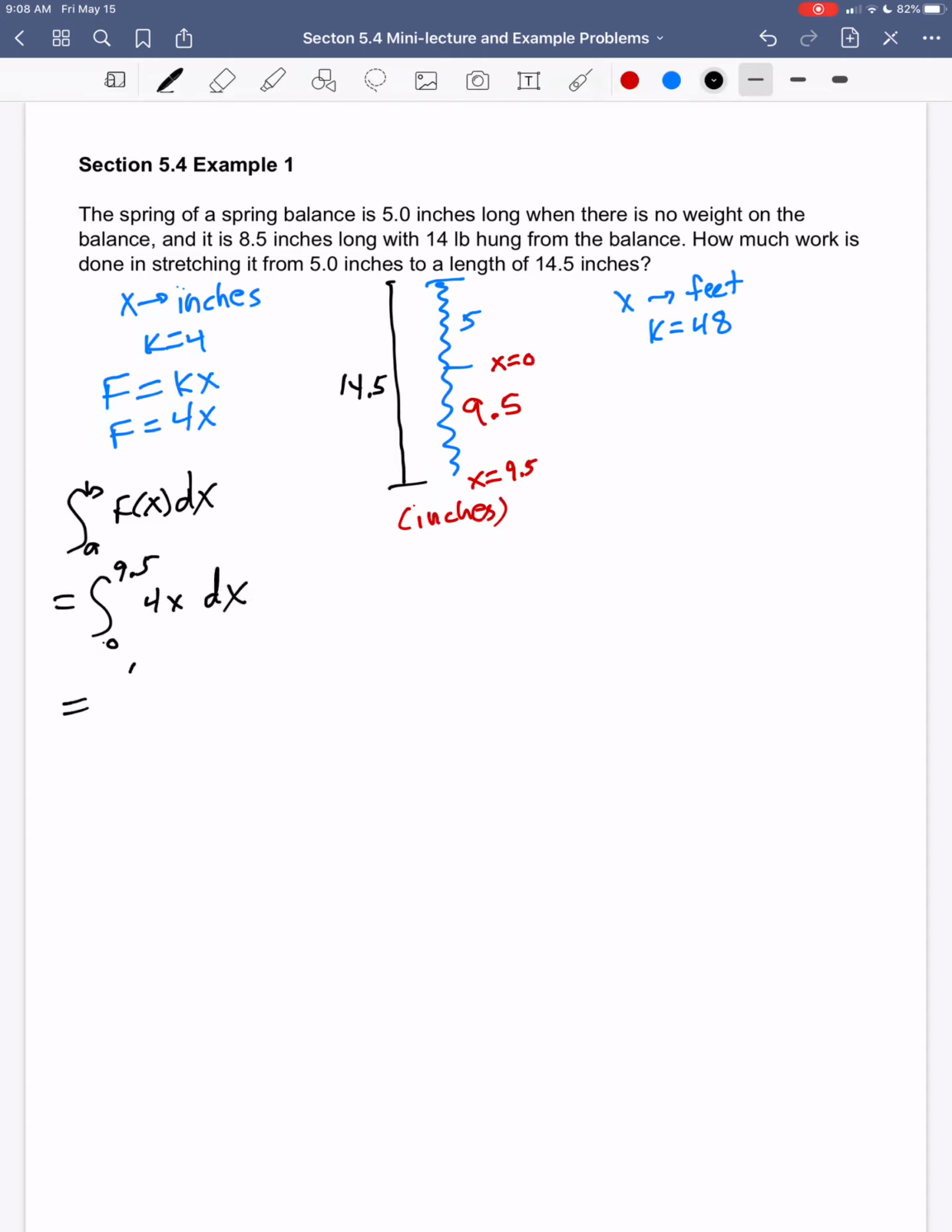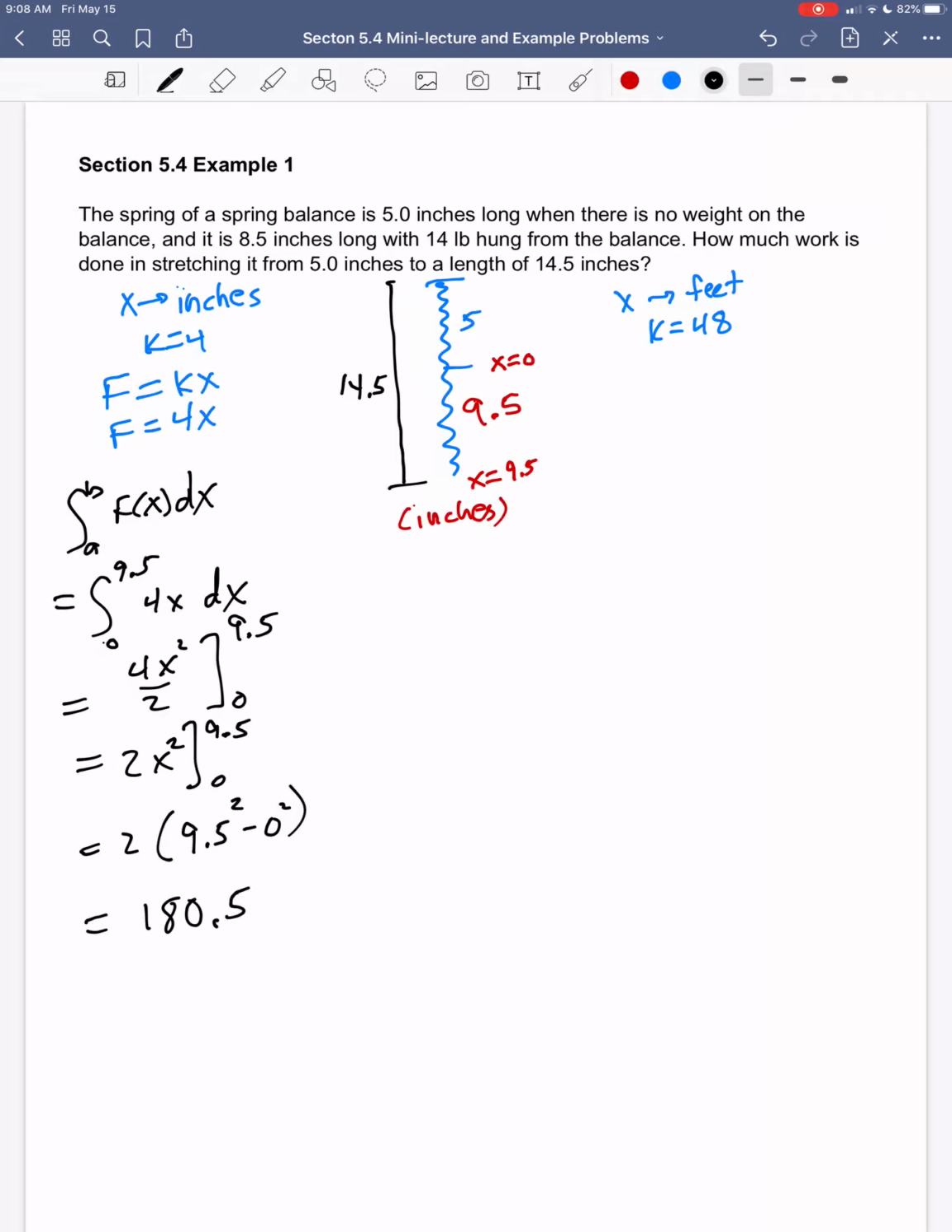If I take the antiderivative, 4x squared over 2, evaluated from 0 to 9.5. So that's going to be just 2x squared, evaluated from 0 to 9.5. So that's going to be 2 times 9.5 squared minus 0 squared. And if I do that whole work, that's 180.5, and those units would be inch pounds. Okay. That's a sort of strange unit of work. If you're fine with that, that would be cool.